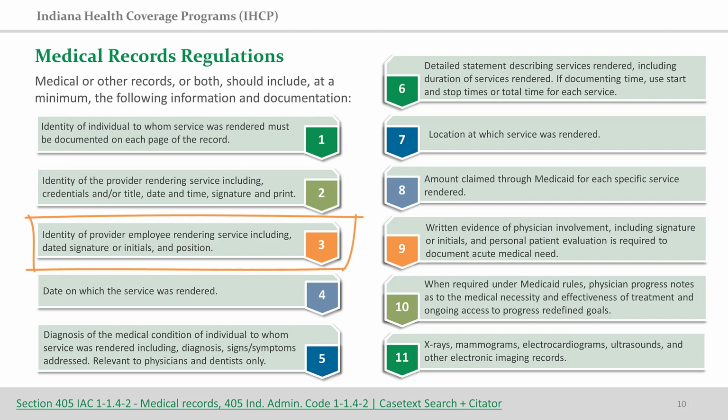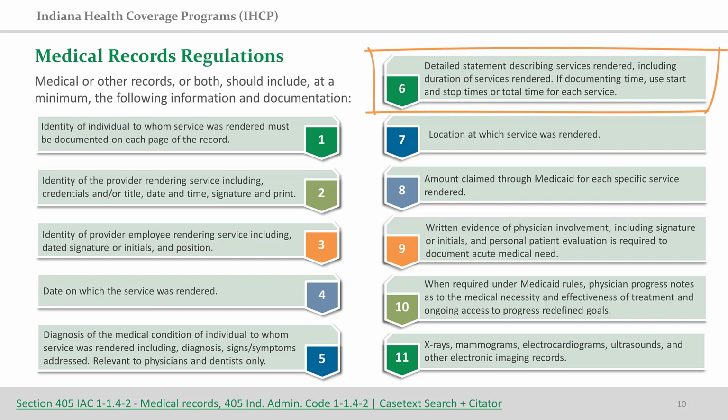identification of a provider employee rendering the service, including dated signature or initials and their position. In a doctor's office, this could be the nurse who documents the patient's vitals and weight. Number 6, a description of the service that was rendered. This would include both the detail of the service provided and start and end time of that same service.